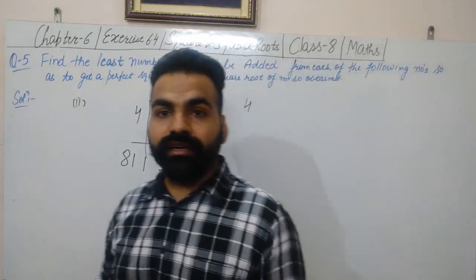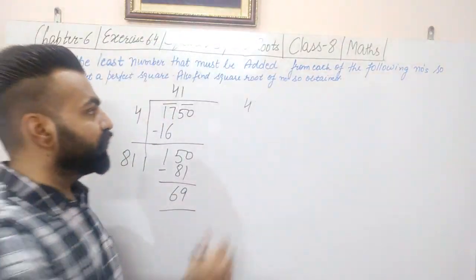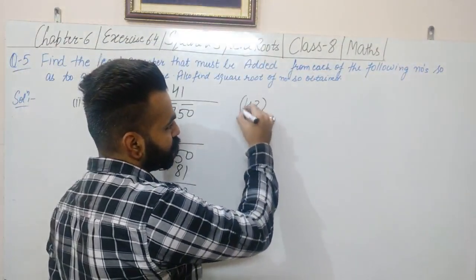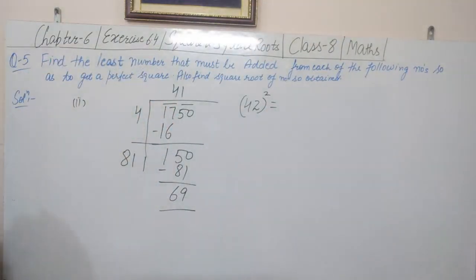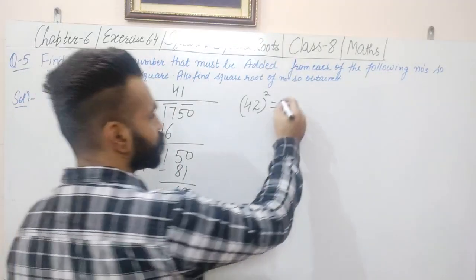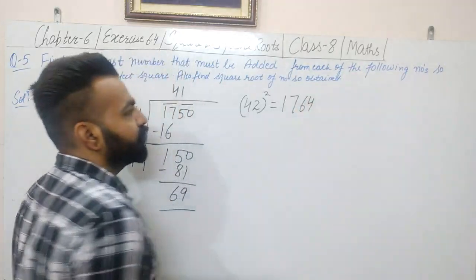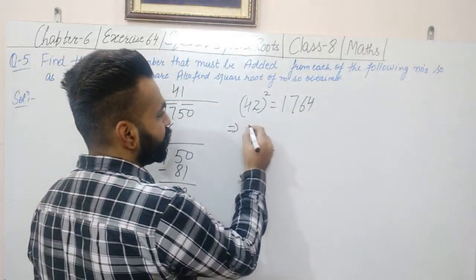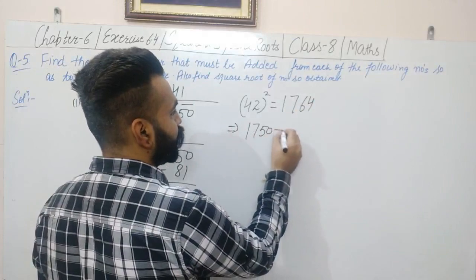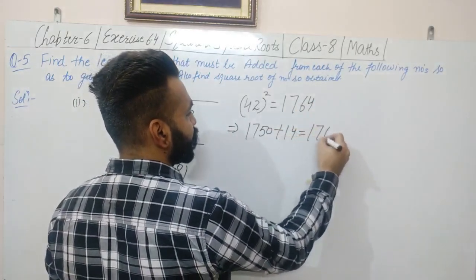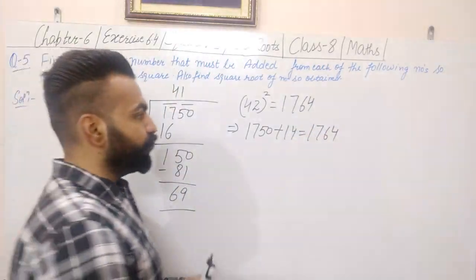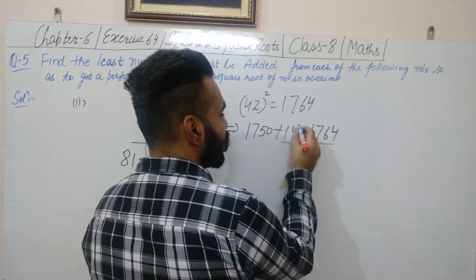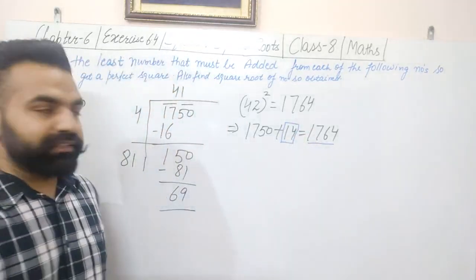So we have to take the number which is next to 41, that is 42. So find the square of 42. So 42 square is equal to 1764. So we can see that if we add 14 to 1750, then it becomes 1764. So 1764 is our new number, and 14 is the number which must be added to 1750.